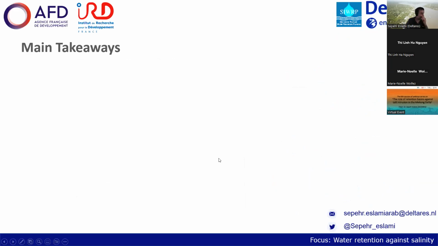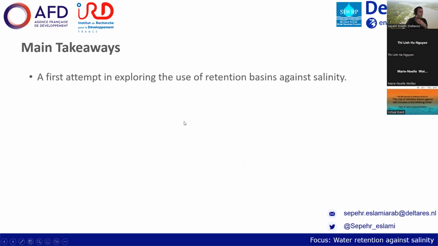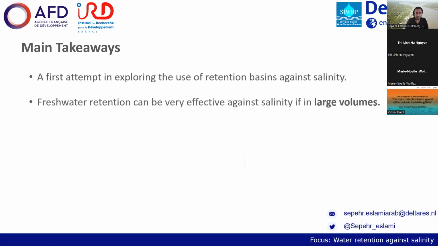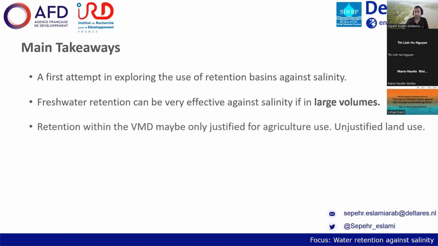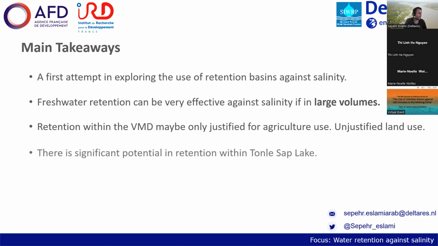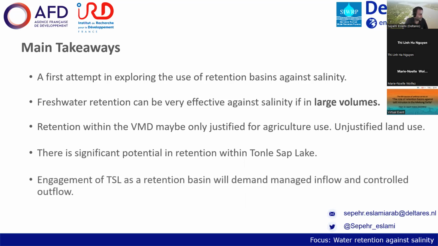So from this exercise, the main takeaway is that this was the first attempt to understand the role of retention basins. They can be effective, but they are only effective if this is done in very large volumes. The retention basins within the Mekong Delta, within the agricultural lands, it's basically an unjustified land use. But there is significant potential within the Tonle Sap Lake.